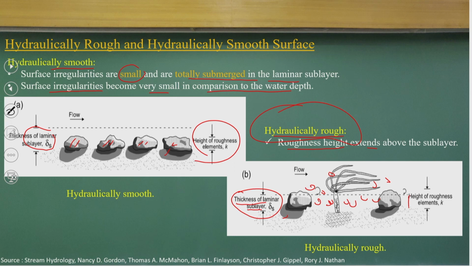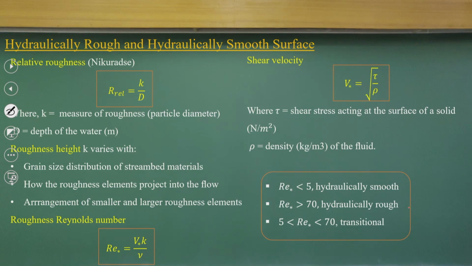Now, if I try to define the relative roughness, I am talking about d as the depth of the flow and k as the roughness height. K is a roughness height, maybe boulders, maybe small sands.